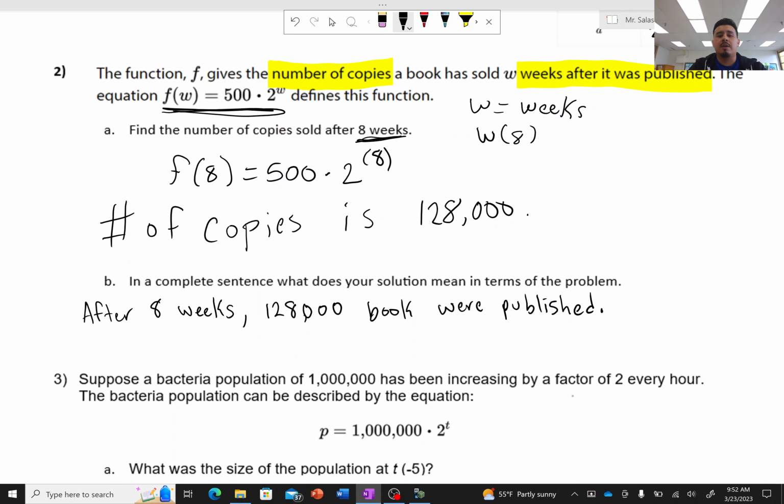Now this is very important. It's okay to know how to do the math, but it's also very important for us to be able to explain what it is we're talking about. So that is what I'm hoping you understand when I mean to write a sentence, that you're explaining to me what the problem actually means in a real world situation, okay?